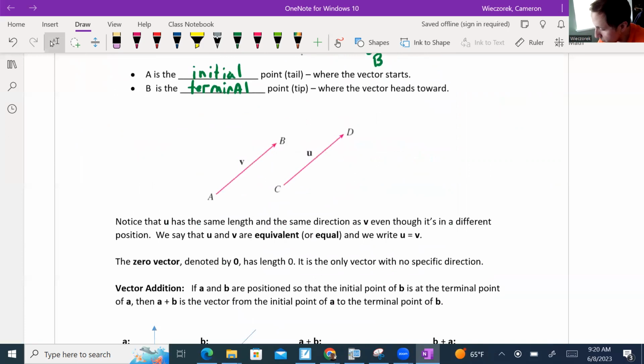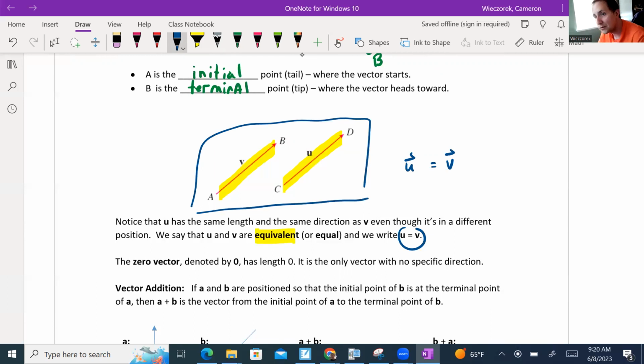Another idea to talk about is what are called equivalent vectors. These are vectors that have the same length and the same direction, even though they might be in different positions. So these two vectors that I have here, both of them are moving in the same general direction, and they both have the same length. So I would say that V and U are equivalent vectors, and I could say that U is equal to V. Now, this is a very basic sketch. We would actually have to calculate their lengths and calculate their directions to actually confirm this, but this is just giving us the definition. Okay. So same length is one characteristic, same direction is the other characteristic.